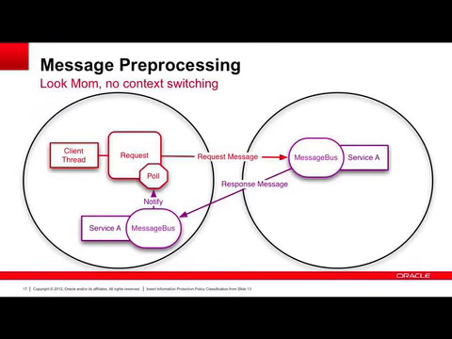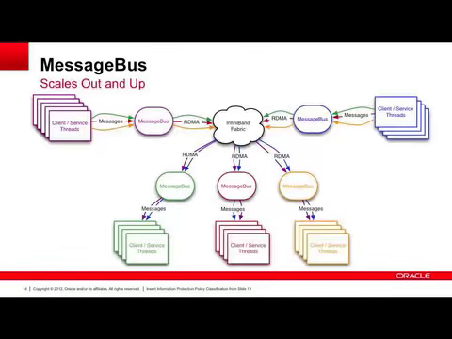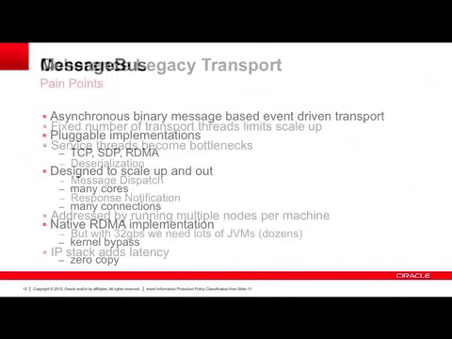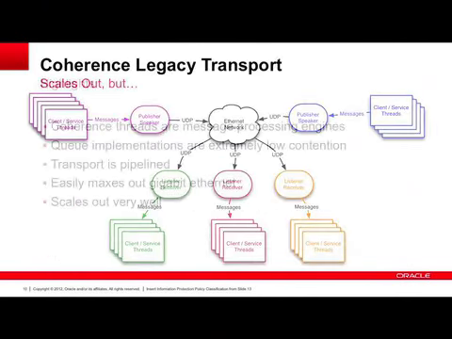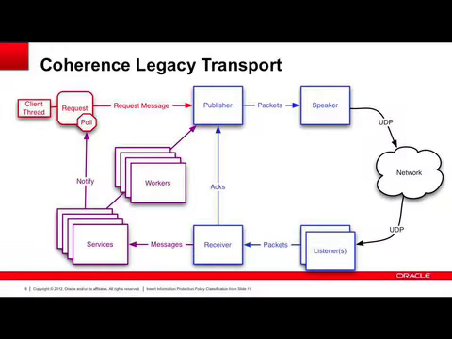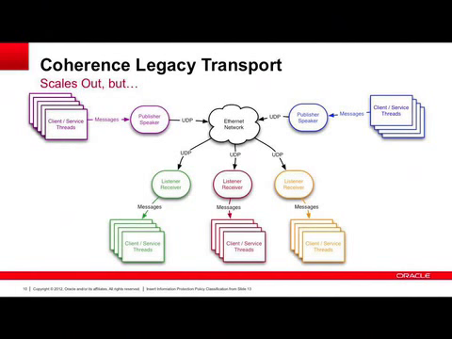If I go back to the original picture, we had 1 context switch, 2, don't count this, 3, 4, 5, 6, 7. So we eliminate a number of context switches from the flow.